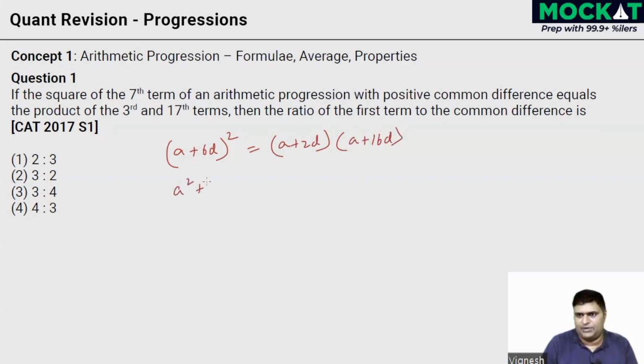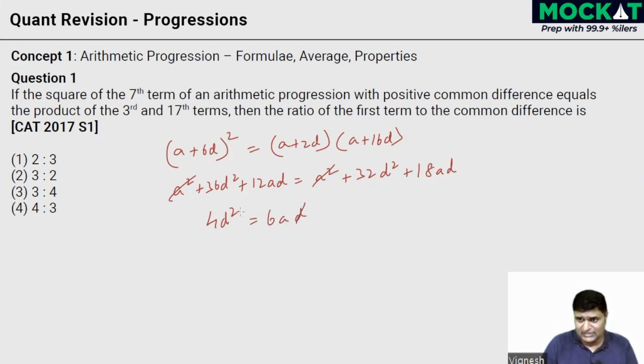Just expand this. A square plus 36D square plus 2 into 6 is 12AD, equals A square plus 2D into 16D, which is going to give us 32D square, plus 2AD plus 16AD is 18AD, and A square is cancelled. 4D square we get here. If we move this 12AD there, we get 6AD, D is cancelled. Ratio of first term to common difference, A by D, is 4 by 6, which is 2 by 3, 2 is to 3. Option 1 becomes the answer.